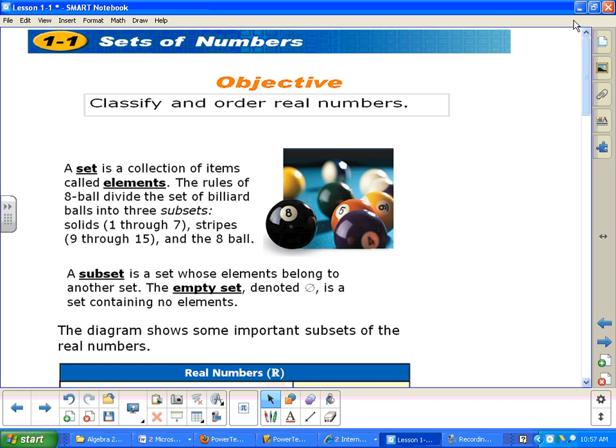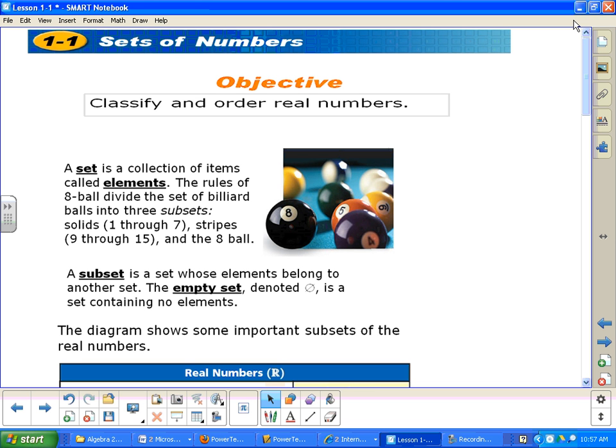Okay, Chapter 1, Algebra 2 book. Sets of numbers. So we're going to be talking about all of the different sets of numbers today, first of all, and looking at classifying and ordering real numbers. So some vocabulary stuff here. A reminder, a set is a collection of items called elements.